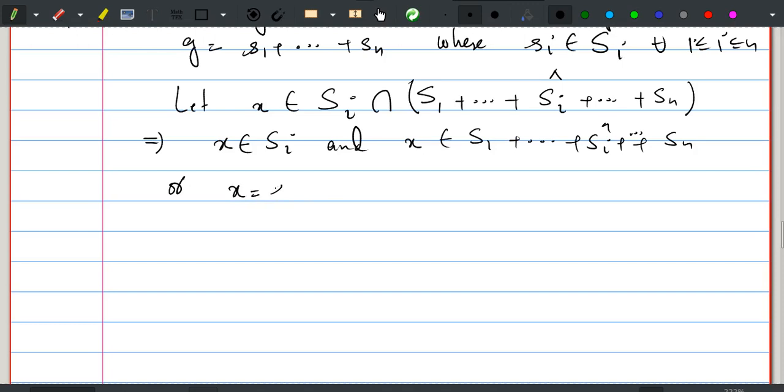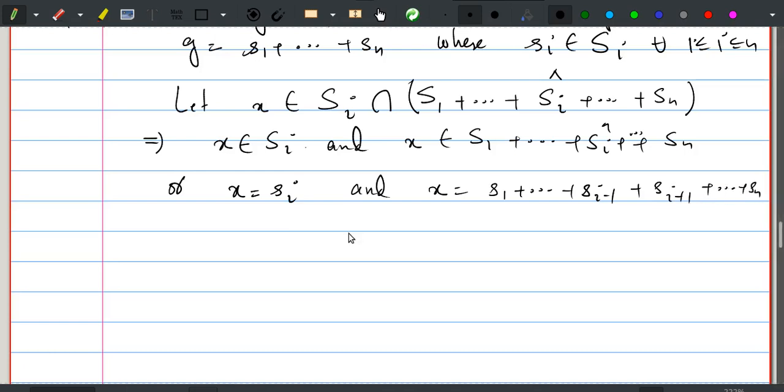X is equal to some little Si, because X is in Si. It may be of the form some little Si, where Si is in Si, and note that this X is in this sum. Now each element in this sum has an expression of the form S1 plus so on plus Si minus 1 plus Si plus 1 plus so on plus Sn.